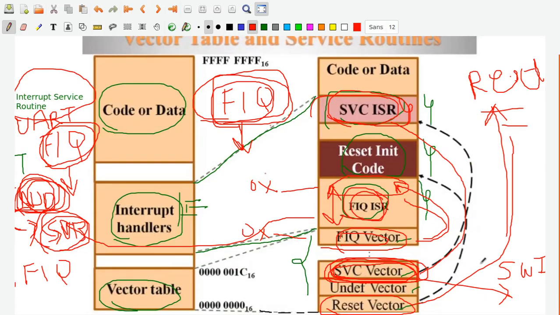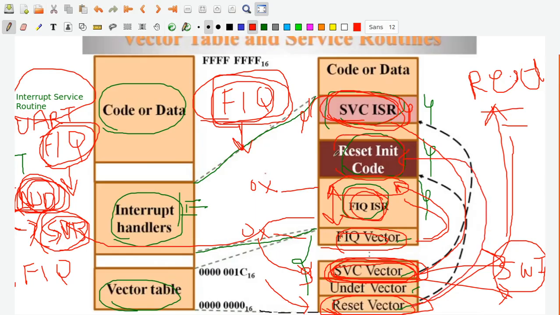So the SVC vector is basically for the software interrupt exception. Whenever a software exception happens, it switches to this SVC vector. From the SVC vector it goes to this SVC ISR. The SVC vector has only one instruction. The SVC ISR has a set of instructions to handle the software interrupt exception. Similarly, whenever a reset exception is thrown, the processor switches to this reset vector. It takes this jump instruction, that is a branch instruction, and from here it branches to the starting address of the reset initialization code.